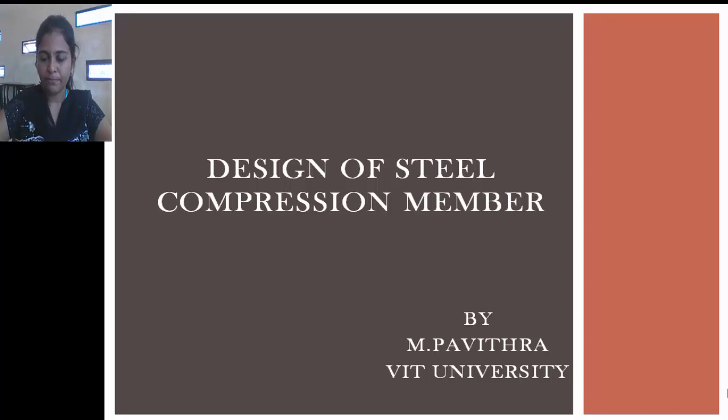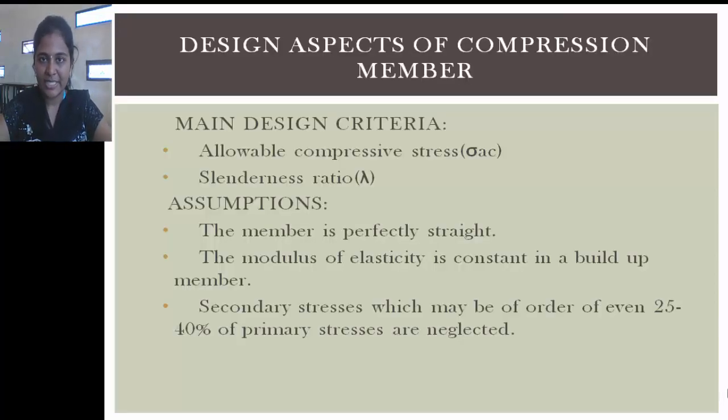is nothing but the column. So before going into the design procedure of a compression member, we should be aware of the main design criteria, assumptions that are used in the design. So what are all the main design criteria used in the design of a compression member? Allowable compressive stress sigma AC and slenderness ratio lambda, and assumptions.